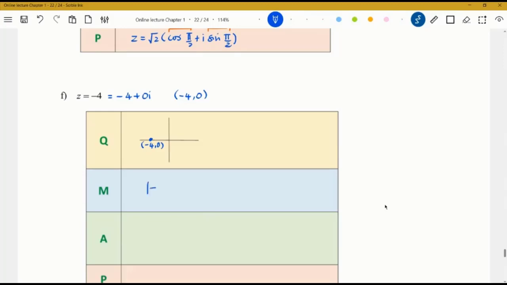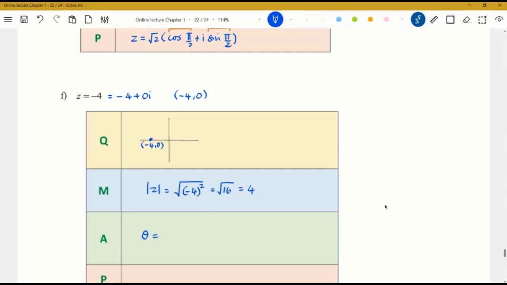So modulus sama juga. Square root of negative 4 square. So it's gonna be square root of 16. So directly equal to 4. So ini perfect square. Mesti tinggal dalam bentuk whole number. Kamu tak boleh tinggal jawapan akhir dalam bentuk square root 16. It must be 4.